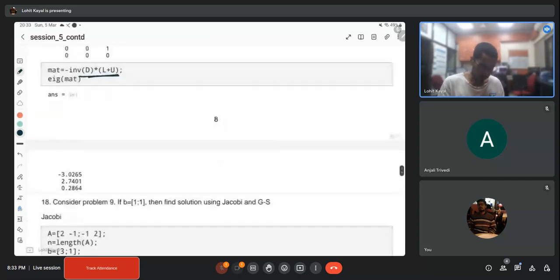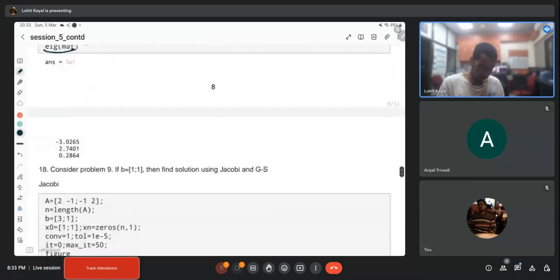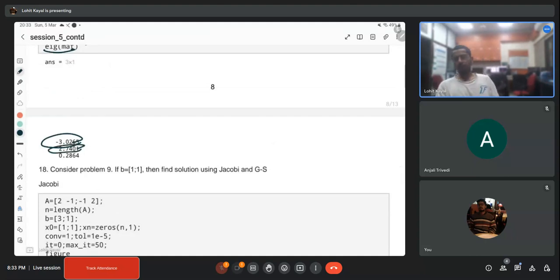Now I am calculating the eigenvalues of that. You can find that this is greater than 1, this is greater than 1. So for this reason the solution did not converge. This is the necessary condition, not the sufficient condition.